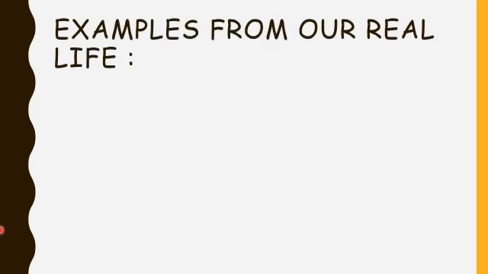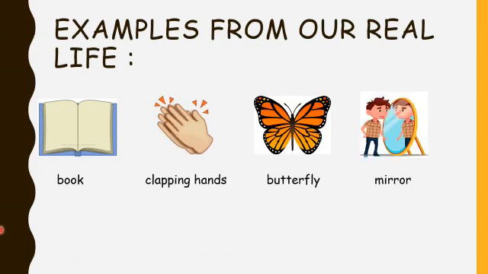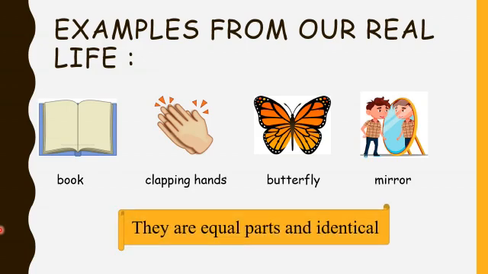We are going to start with examples from our real life. We have the book, clapping hands, butterfly, and mirror. Their equal parts are identical.